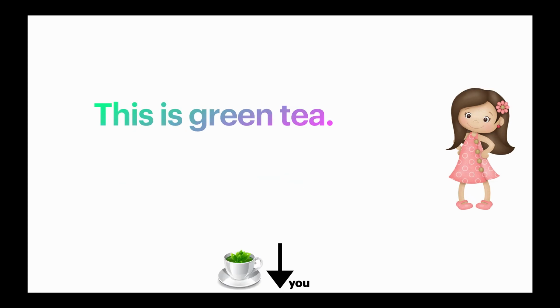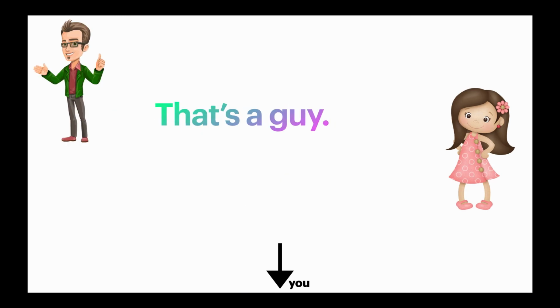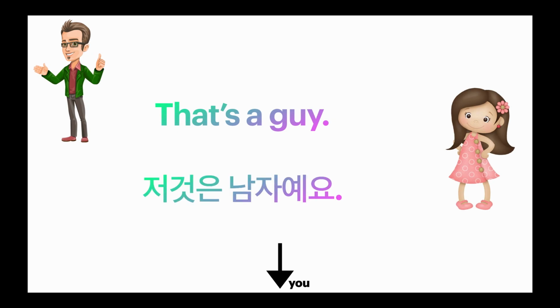This is green tea. In case you forgot the word for green tea, it is 녹차. 이것은 녹차예요. That's a guy. 저것은 남자예요.